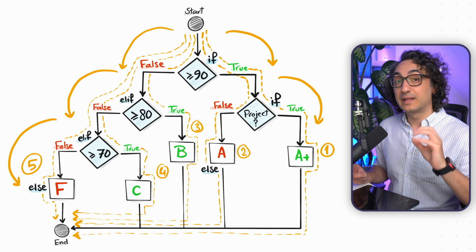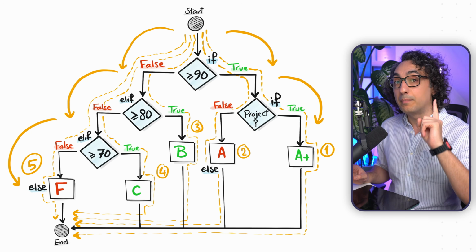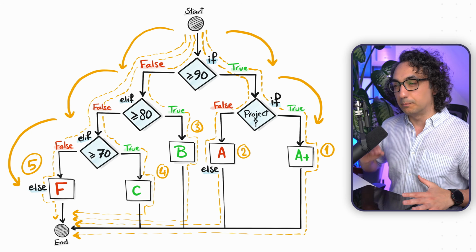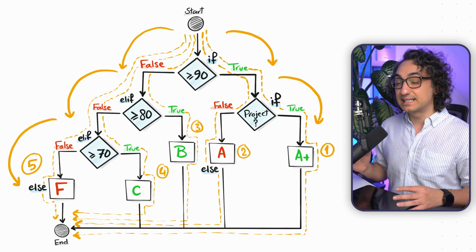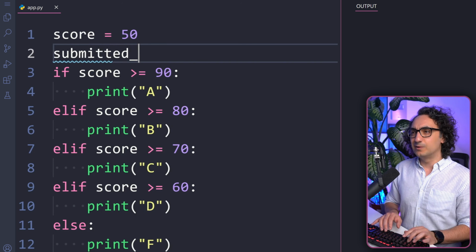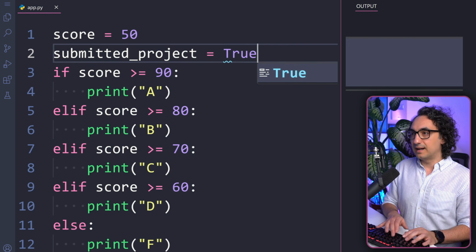And there is one thing that you have to be careful about: with the conditional statement, only one path is gonna be executed. So with this, my friend, you now have full control on building complex and flexible logic inside your code. Okay, so now back to our code. Let's create a new variable submitted project. And let's assign to it the value true.